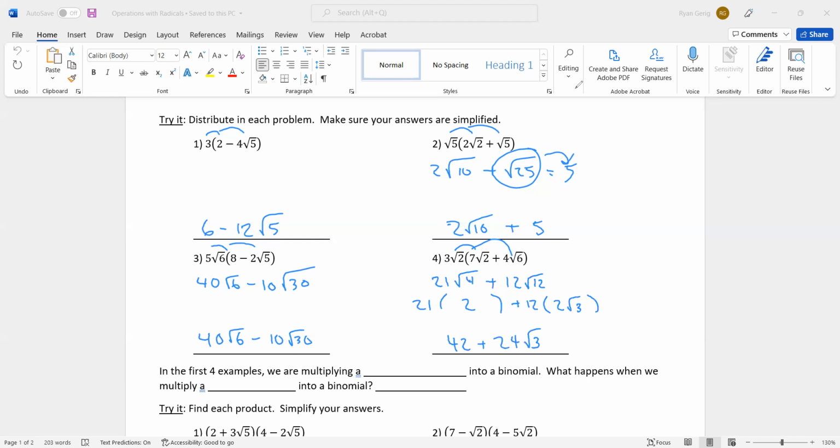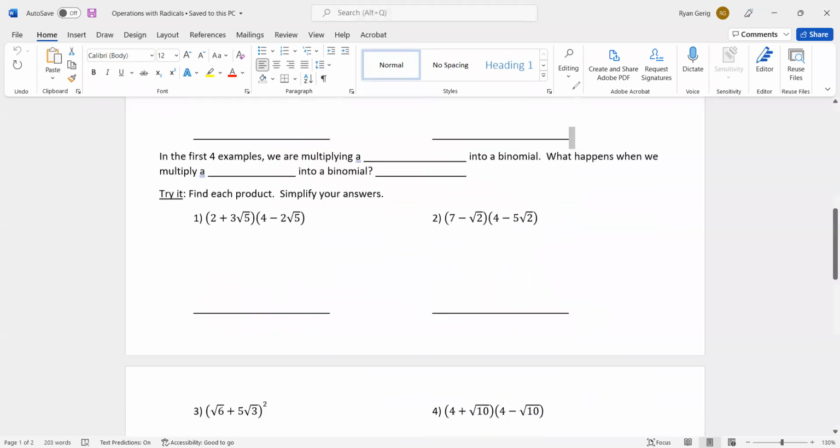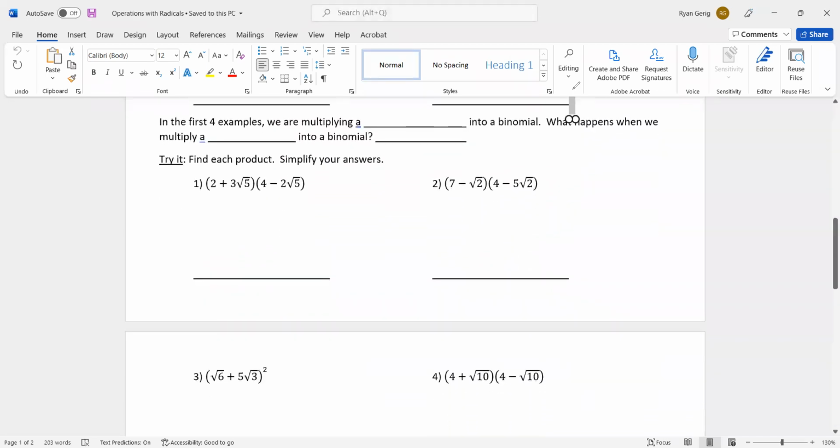Okay. So in the first 4 examples, the ones we just did, we are multiplying a monomial, a single term, into a binomial. What happens when we multiply a binomial into a binomial? I've already said the word, or the acronym, I guess, but it's FOIL. So you know FOIL from unit 7.